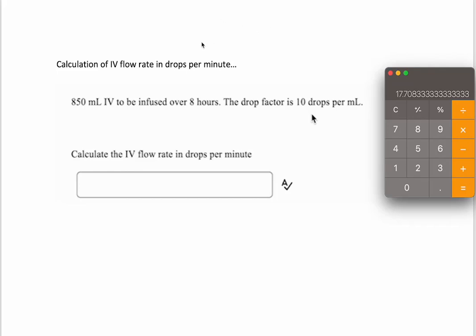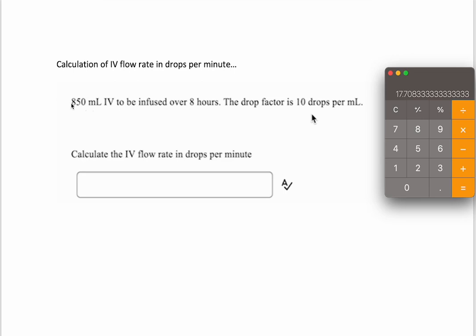In this video, I'm going to go over the calculation of IV flow rates in drops per minute. I was having a really hard time understanding exactly what it was we were even calculating here. So I knew the formula, I knew the answers, but I wasn't sure how to check if the answer was even realistic because I just didn't understand what we were doing. So I finally do understand it and I'm just going to explain it real quick.